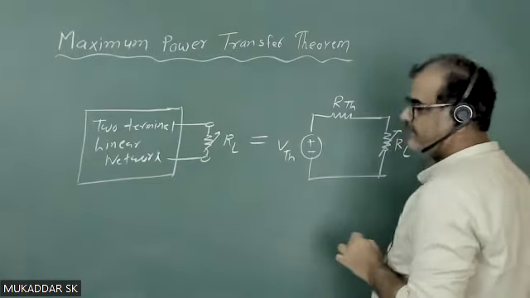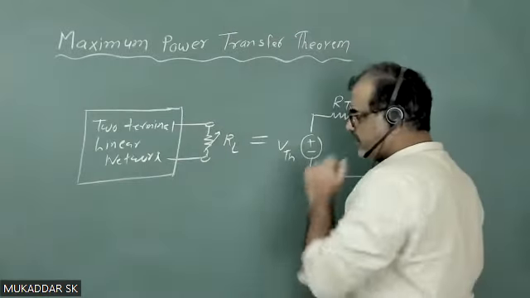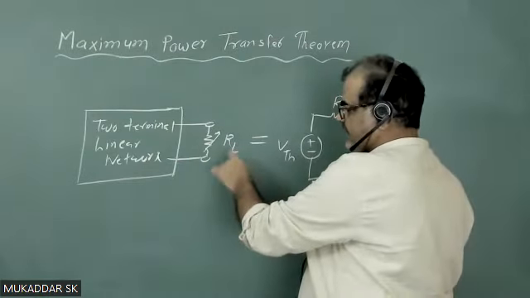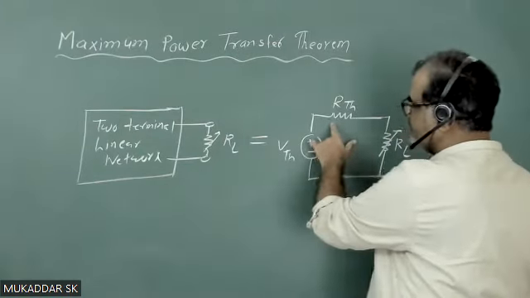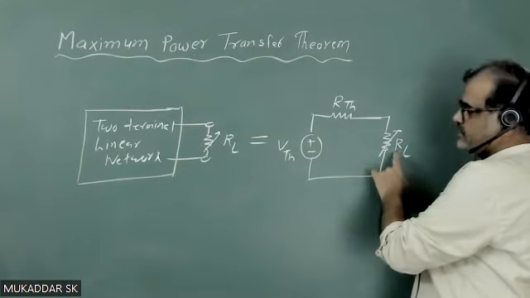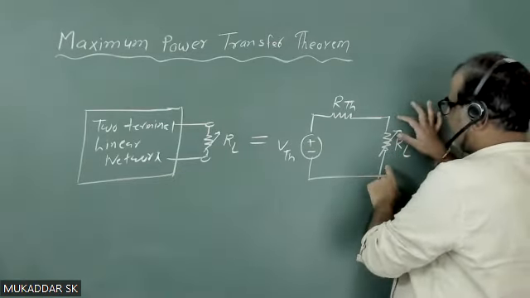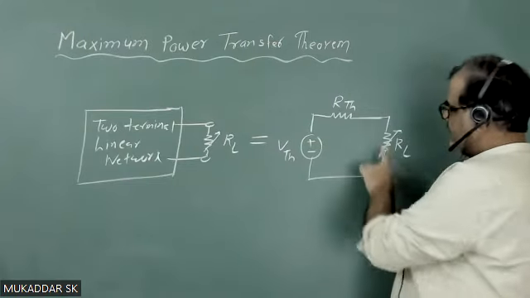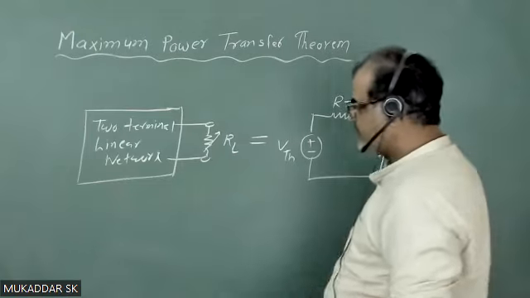Now, what does the maximum power transfer theorem say? It says that in order to maximize the power in RL, the load resistance should be equal to R Thevenin. Okay, if I see the R Thevenin across this RL, that should be equal to R Thevenin. Okay, so let us prove this theorem.